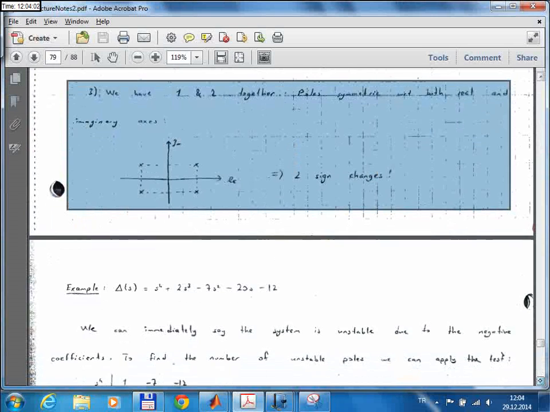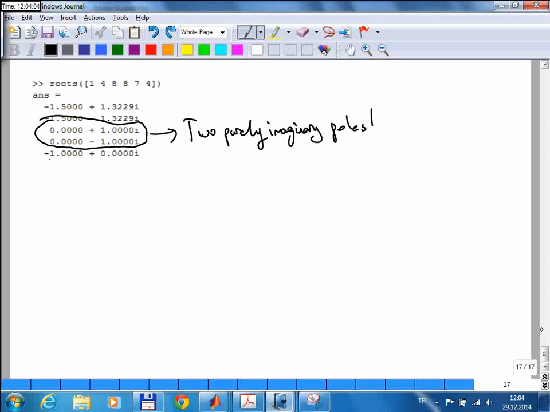So in that case you can conclude that your system has two purely imaginary poles. Then according to the previous definitions, that means that your system is marginally stable.